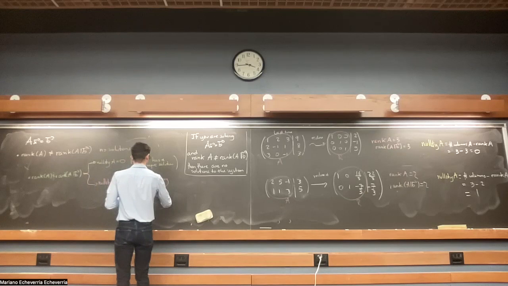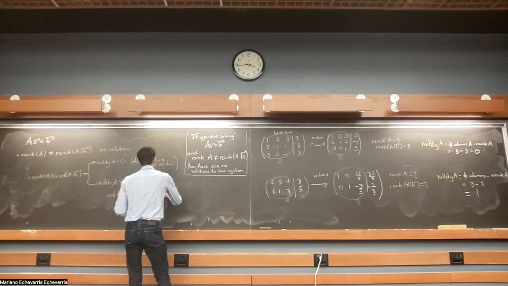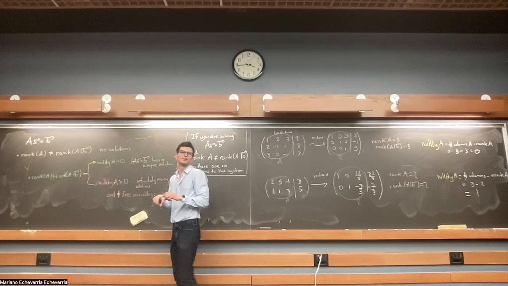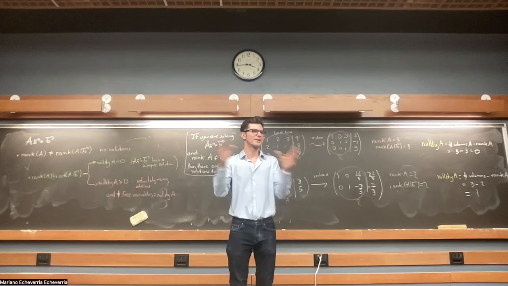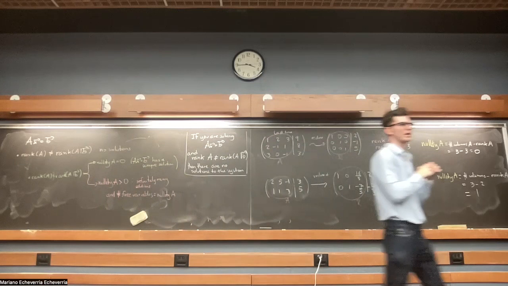So in fact, this one is a special case of that one. Because if you put nullity equals zero, then there are zero free variables, so everything is fixed. But it looks better to put them as separate cases because having a unique solution is a pretty important property.